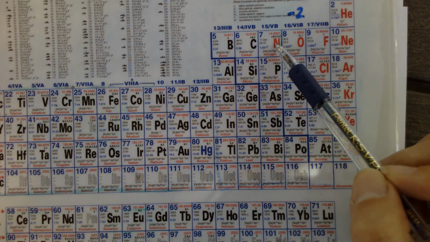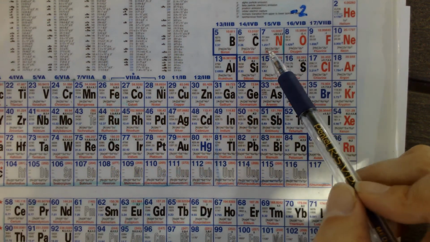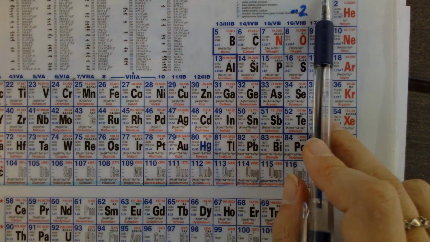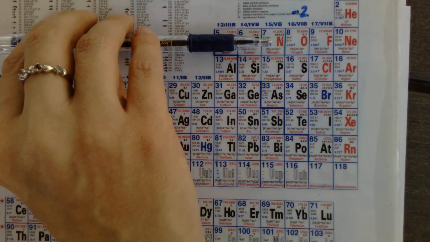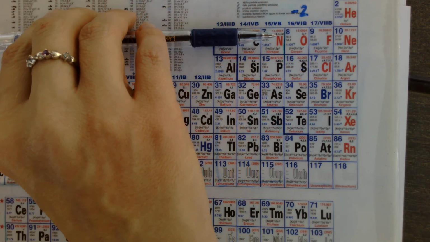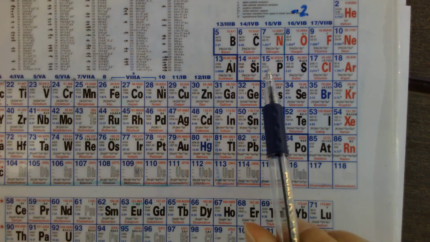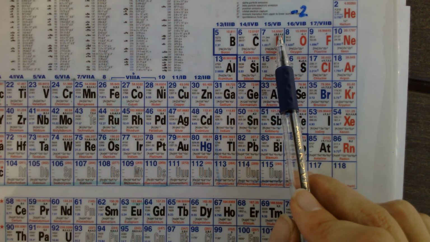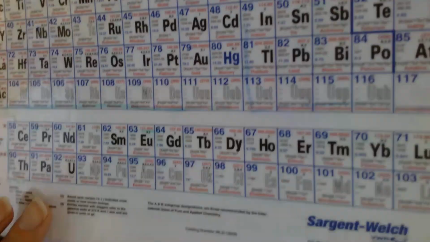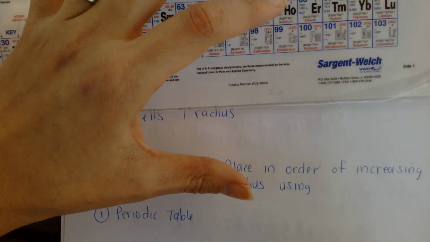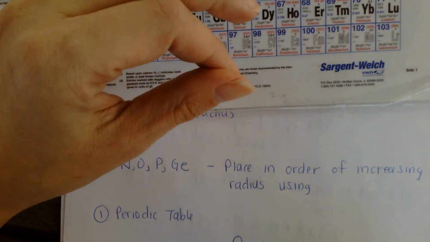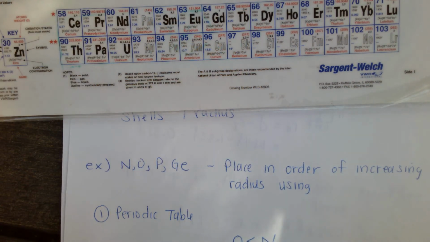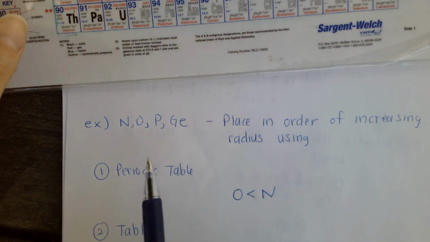The first one they gave us in the problem was nitrogen, so we'll just start there. We want to compare nitrogen to oxygen. We do know as we move this direction, so as we're going this way, that the radius decreases. So first note, we know that nitrogen should have a larger radius than oxygen. I'm going to put it in the center here. So oxygen is less than nitrogen. So we have our first relationship.